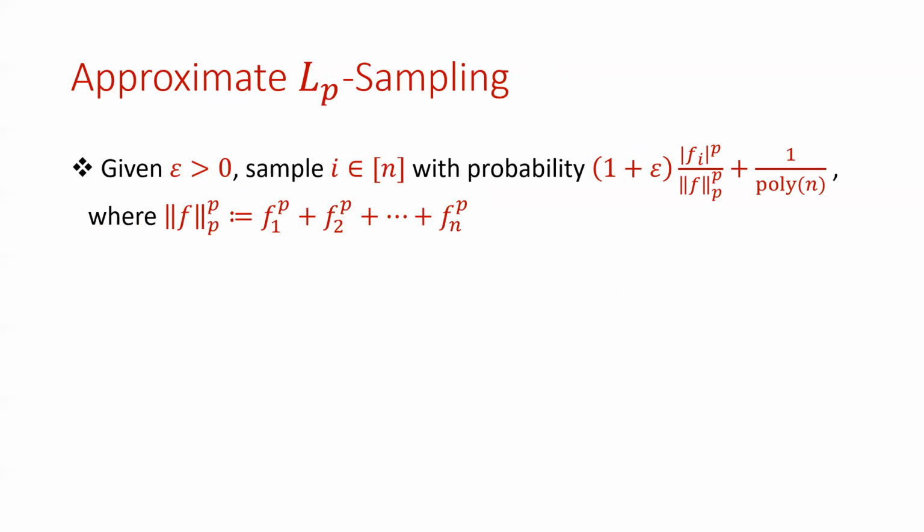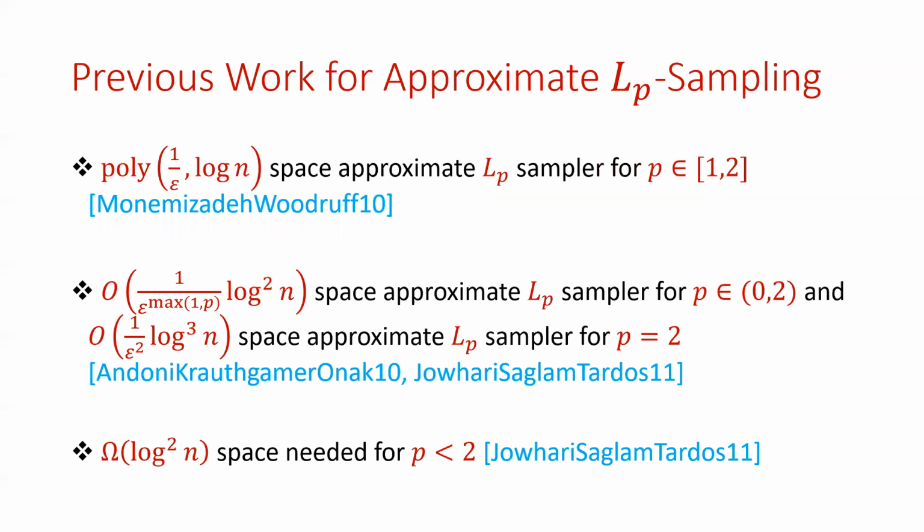And actually, it's quite difficult. So the first works considered approximate Lp sampling. We're given an accuracy parameter epsilon. The goal was just to sample i with probability proportional to the pth power of the ith coordinate, but we can have some multiplicative error of 1 plus epsilon and additive error of 1 over poly n. So Monemizadeh and Woodruff first gave an approximate Lp sampler for p between 1 and 2 using space polynomial in 1 over epsilon and log n.